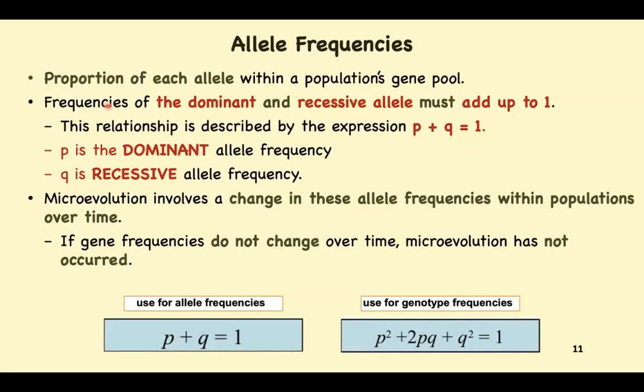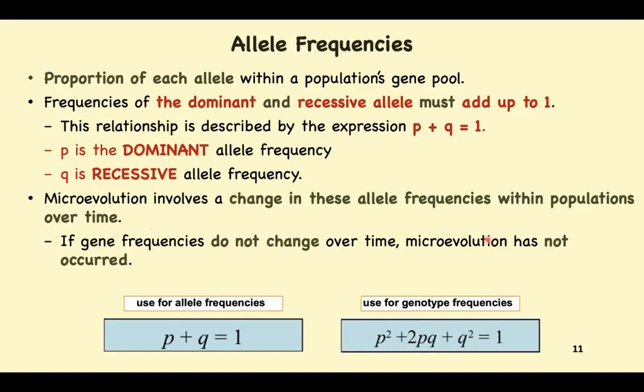Next, allele frequency, proportion of each allele within a population gene pool. Okay. Frequencies of the dominant and the recessive allele must add up to 1. This is the formula. P, which is dominant, and Q is recessive. P plus Q is equals to 1. Okay, equals to 1. This one. Kalau microevolution involves a change in these allele frequencies within population over time. If gene frequencies do not change over time, then microevolution has not occurred.